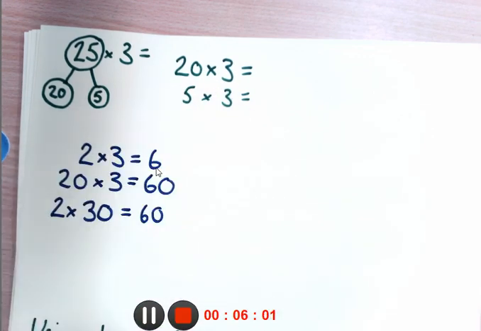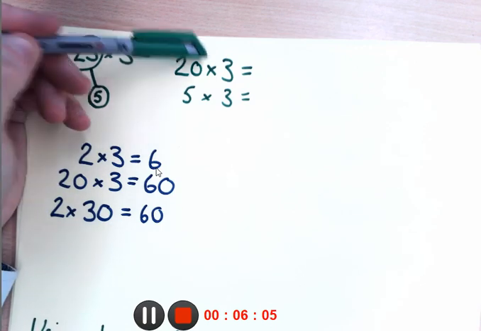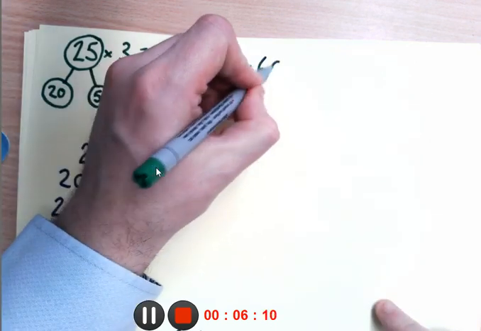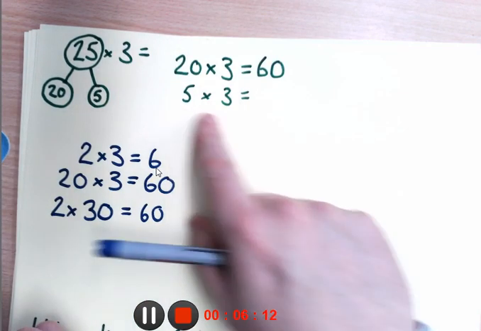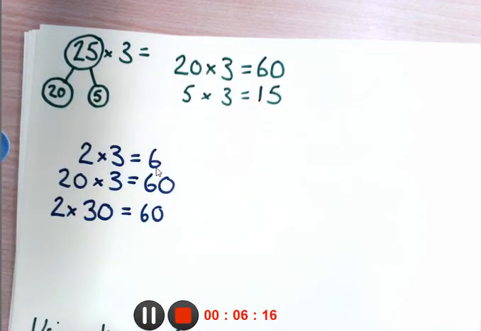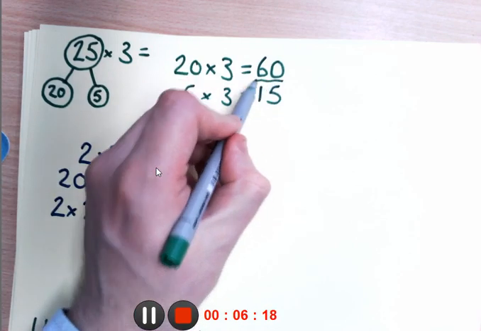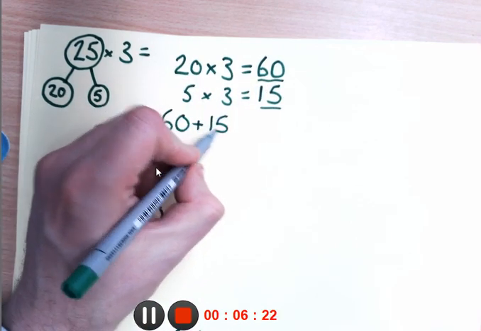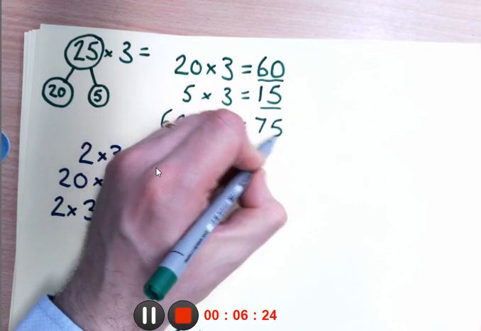So in the classroom I will say, right, what's 20 times 3? Can someone tell me what 2 times 3 is first? And then we can use that to find out that that would equal 60. And then we look at the 5 times 3: 5, 10, 15. And then at the end we're going to add both of these answers up. So we add 60 plus 15 gives me 75.